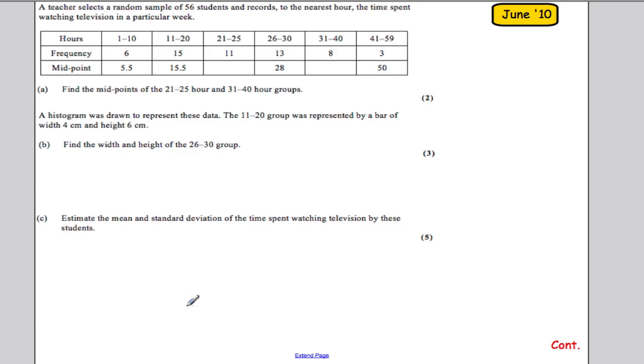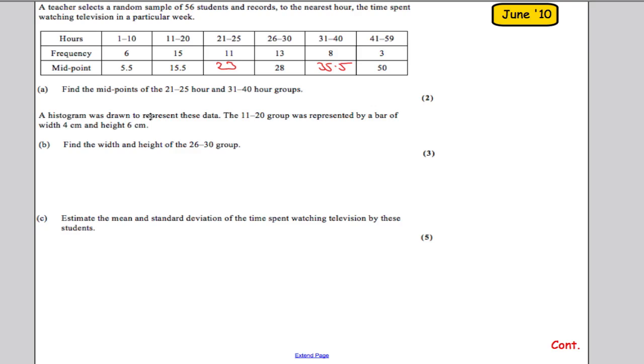Okay, and next question from June 2010. A teacher selects a random sample of 56 students, records to the nearest hour the time spent watching television in a particular week. Find the midpoints of these two groups. Like I said before, the easiest way to find the midpoint is to add the lowest bound and the upper bound, which will give me 46. 46 divided by 2 gives me 23. 31 and 40 gives me 71, and 71 divided by 2 gives me 35.5. So that's my midpoints done for 2 marks.